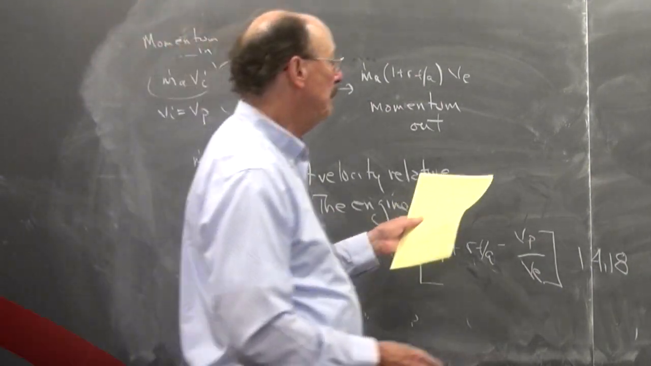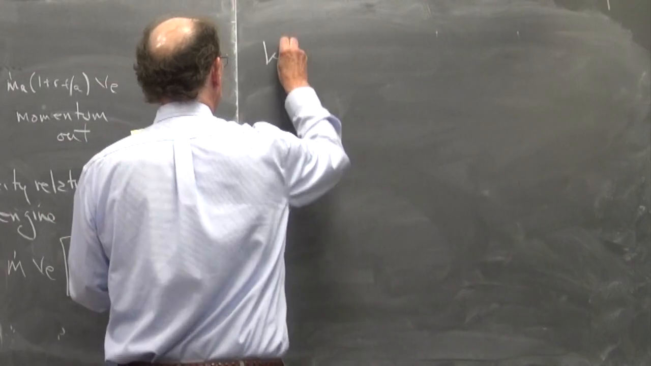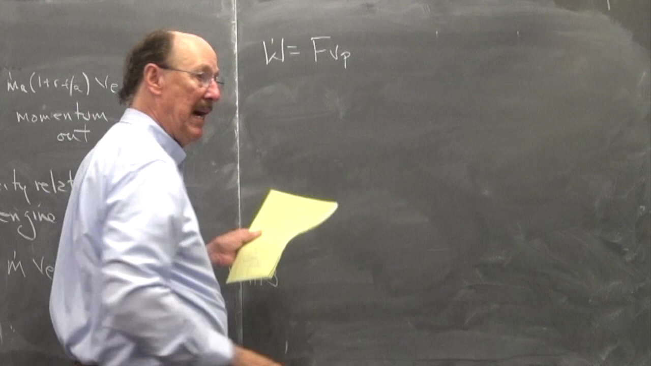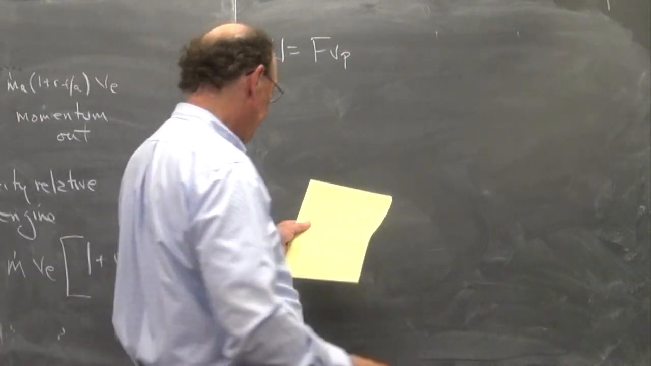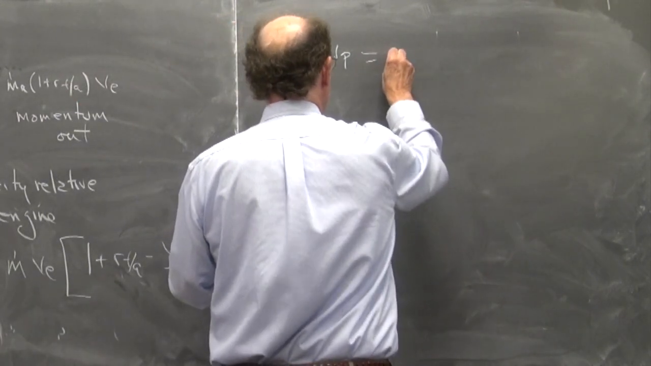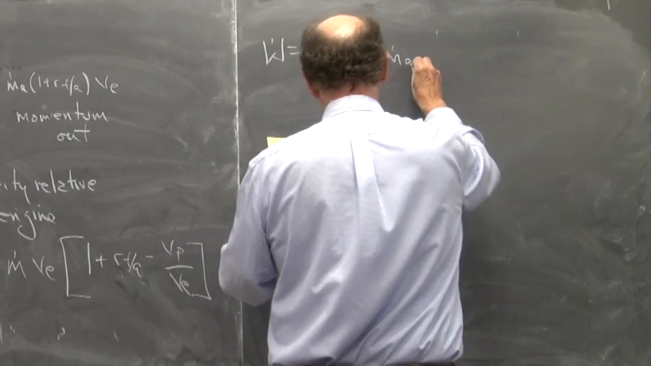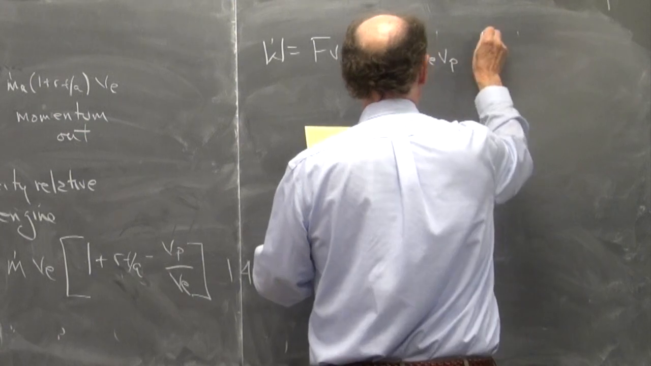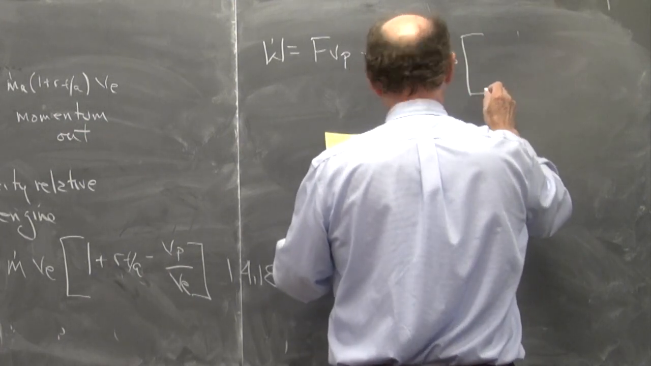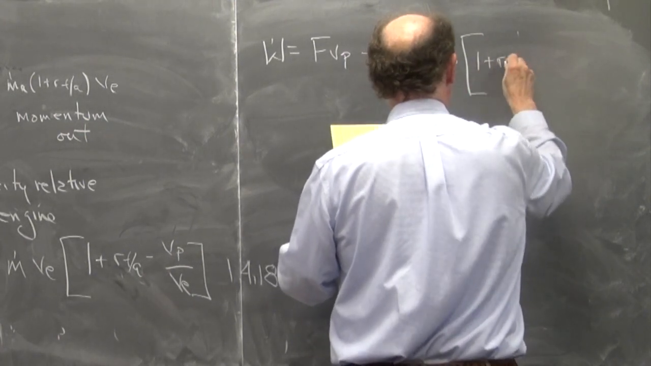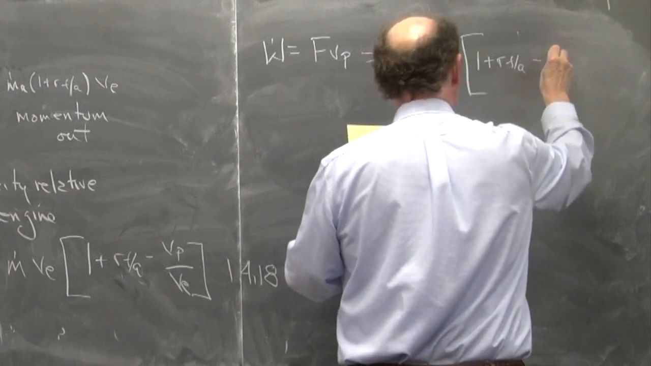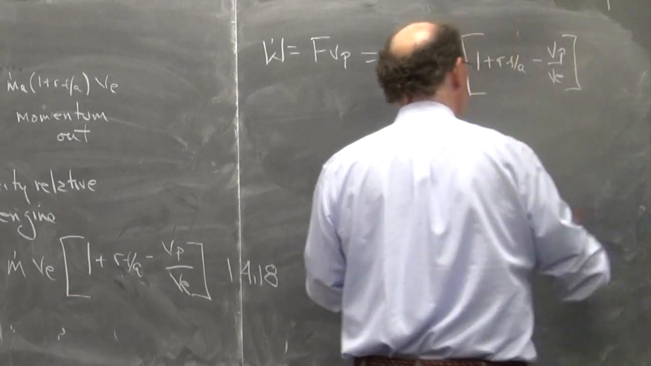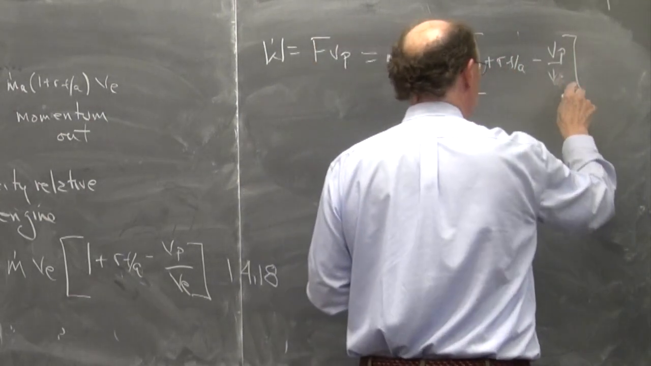And the work, the power, is equal to force through distance. So I have the force acting through the velocity, and so this is m dot v sub e v sub p times 1 plus RFA minus v sub p over v sub e. This is an E.